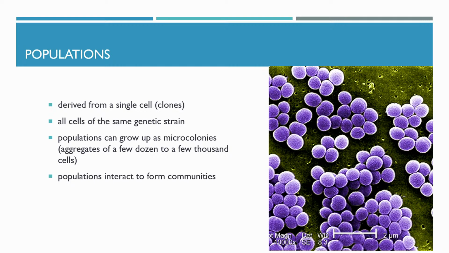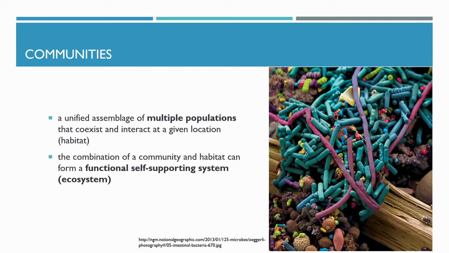And populations then interact to form communities. A community is a unified assemblage of multiple populations that coexist and interact at a given location or habitat. So the combination of community, habitat, and population can form a functional self-supporting system, and that's what we call the ecosystem.